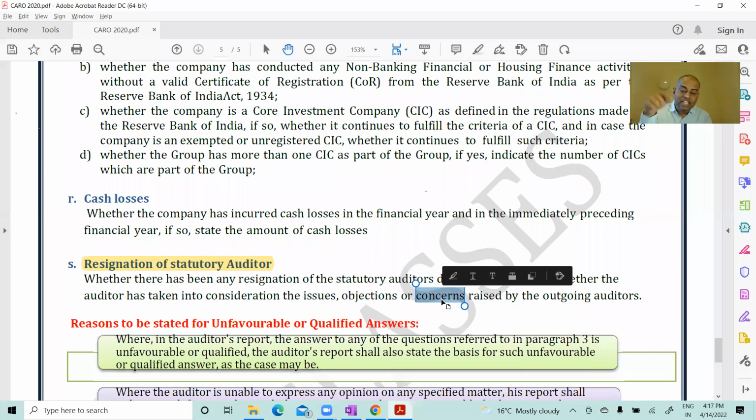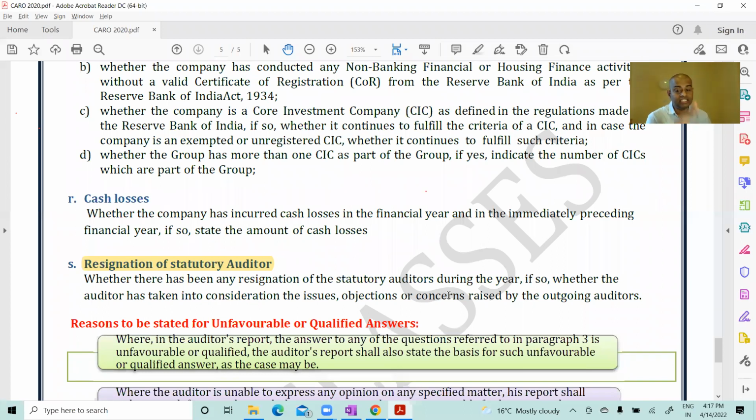So who is giving this report? Incoming auditor. The new auditor is giving this report. Because the old auditor resigned, no? Why will he give the CARO report after resignation? So you are the new auditor. CARO is asking: Pavan is the predecessor auditor. Pavan resigned. Have you considered Pavan's issues with the company, Pavan's objections, Pavan's concerns? No, sir. Come, you should speak with him first.